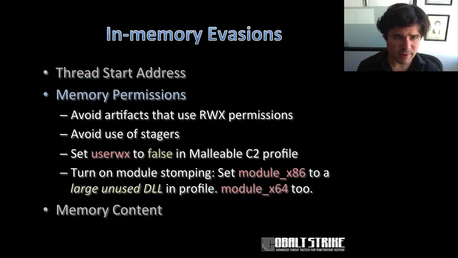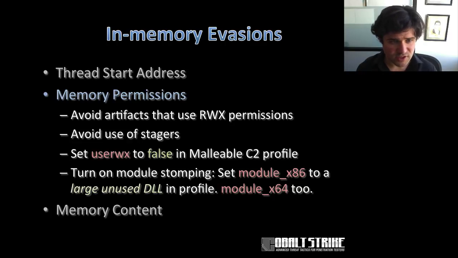What about memory permissions? What do you do about that? Well, avoid artifacts that use RWX permissions. The chart I gave you a few slides ago highlights what some of those are. Avoid stagers. The stagers in Cobalt Strike always allocate memory with RWX permissions.